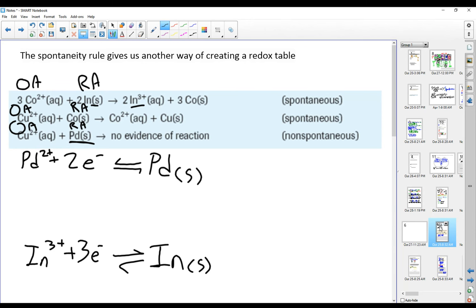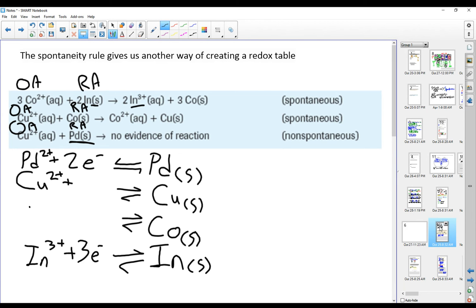Now we have the middle two, which is Cu2+ and Co solid, which we know is a spontaneous reaction when Cu2+ is the oxidizing agent. So Cu2+ has to be above Co solid. So I can set this up like that, and I'll fill in my arrows here. And then I can put my copper solid plus Co2+, and these will both be plus 2 electrons.